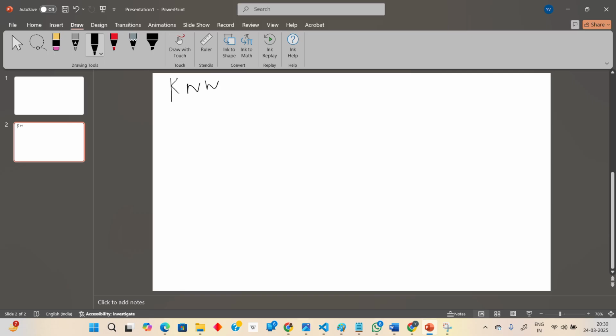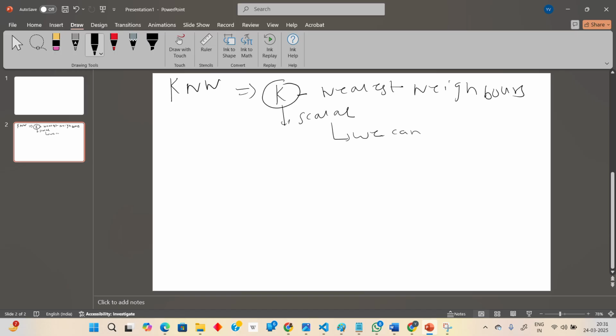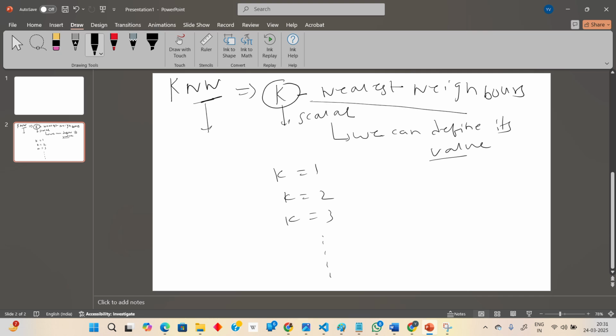So KNN stands for k nearest neighbors. Here, k is a scalar. Scalar means we can define its value. We can define, for example, k is equal to 1, k is equal to 2, k is equal to 3, and so on. But what is this NN? K is clear. Then NN stands for nearest neighbors, as I mentioned here.